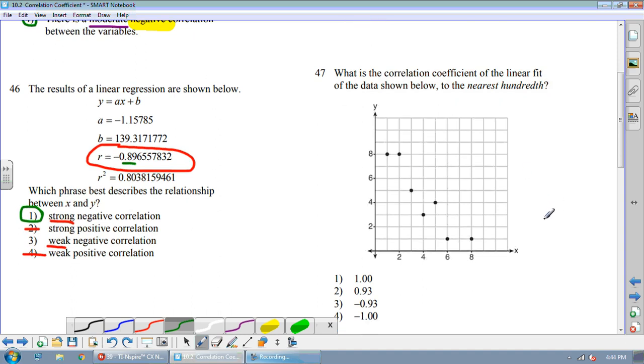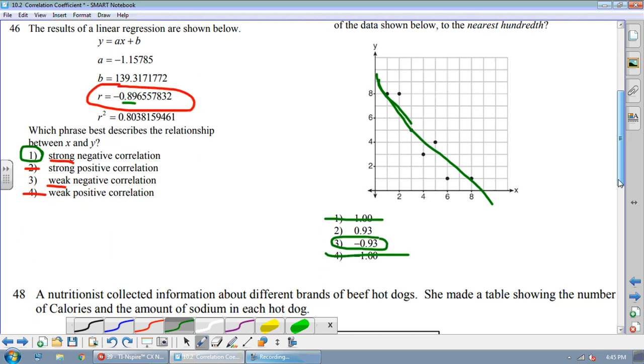47. What is the correlation coefficient of the linear fit for the data shown below to the nearest hundredth? So is this data a perfectly straight line? No. If it's not perfect, it can't be 1 and it can't be -1. -1 and +1 would be perfectly straight lines. So we're going to pick one of the 0.93s. If we throw a line in here, that's kind of straight, it's going downhill. So that would be a negative number. So we can just eliminate all of the answers that are wrong.